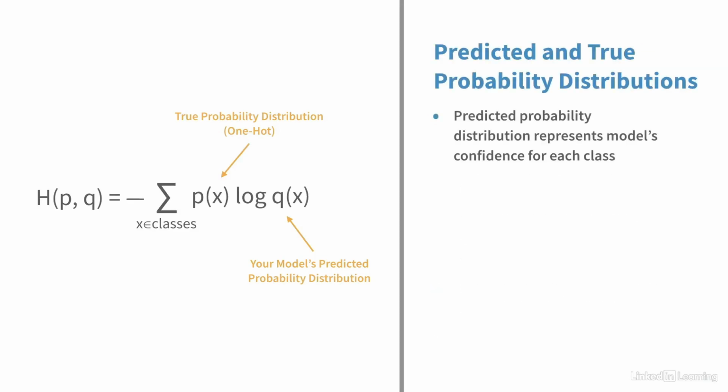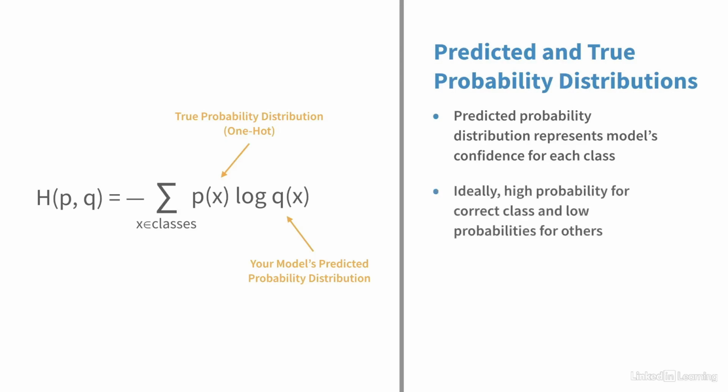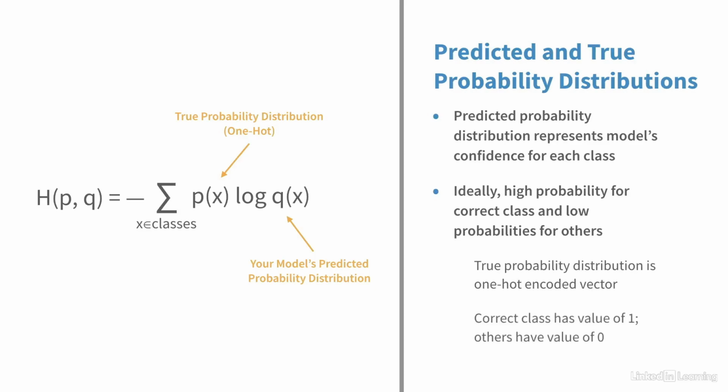When a model makes a prediction for a classification task, it outputs a probability distribution over the possible classes. Ideally, the predicted distribution should have a high probability for the correct class and a low probability for the other classes. For a given data point, the true distribution is typically represented as a one-hot encoded vector, where the correct class has a value of 1 and all the other classes have a value of 0.